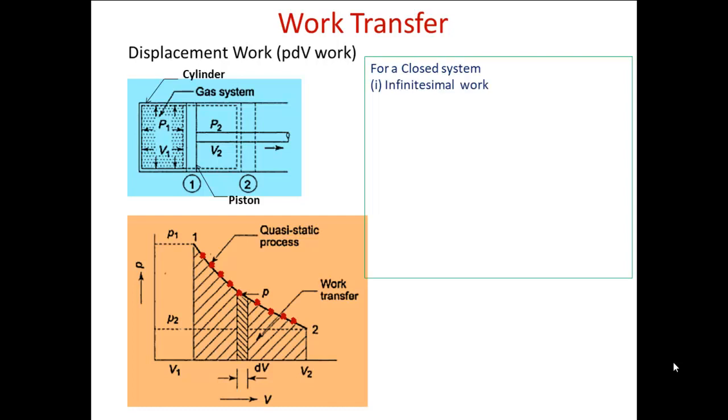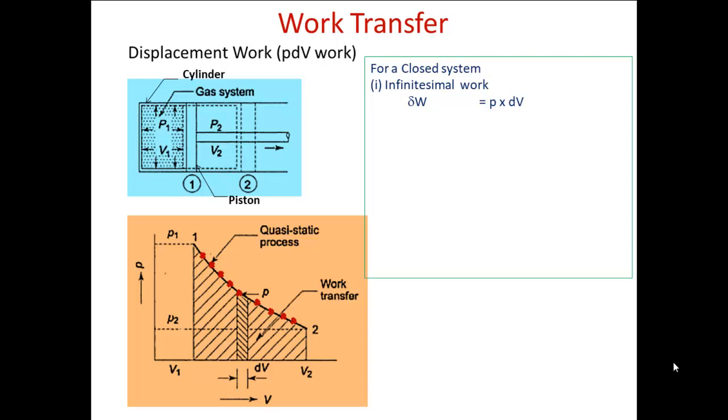And if you want to determine the infinitesimal work for a closed system while undergoing a process, then it is given as delta W equal to PdV. Remember, there we have written dW. It should not be written as dW. Instead, we are going to write it as delta W. I will tell you the reason when we discuss the path function and point function.